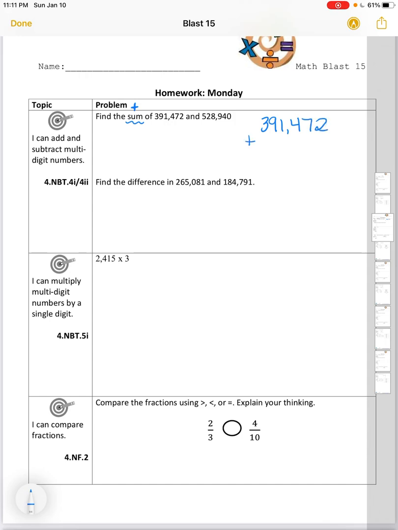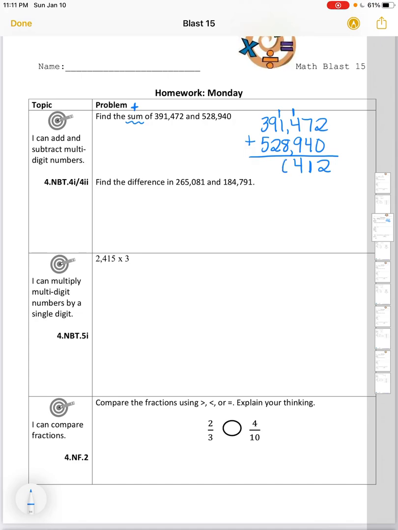391,472 plus 528,940. Notice I'm lining up the place values so that I can add like units. I have 2 ones, 11 tens. I'm going to bundle 10 of those tens and turn that into 100. 14 hundreds. We'll leave 4 of the hundreds here, bundle 10 of those hundreds and turn that into 1,000.